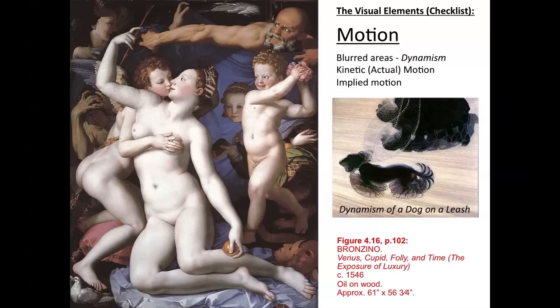Then we have motion. And this can also represent some specific items for time that we'll talk about in a little bit. But again, we see blurred areas. We also call this dynamism. You will see this a lot. I know in your textbook they talk about dynamism of a soccer player, but I give you this image down here. Dynamism of a dog on a leash. This is a perfect idea of dynamism.